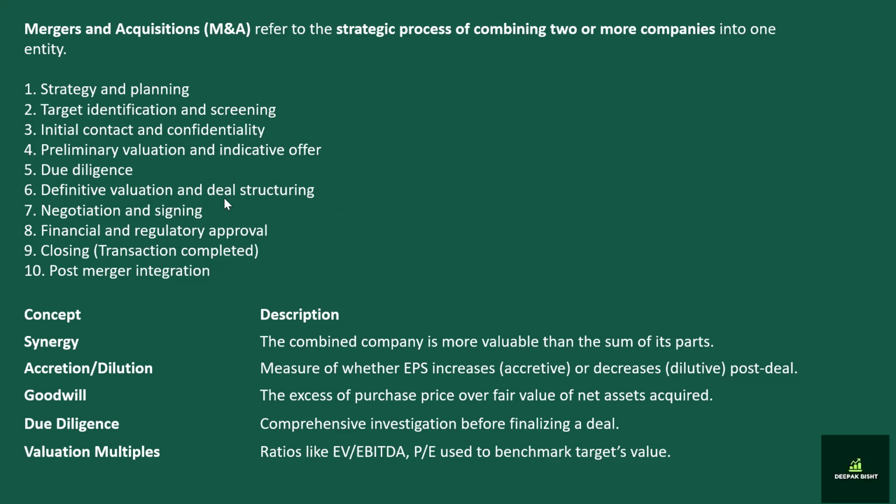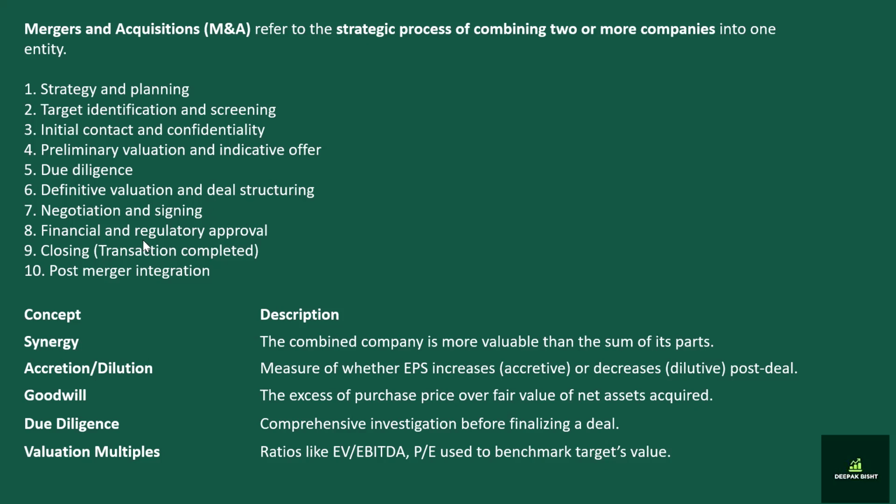So this is where they start thinking about the money. Afterwards, they start with the negotiation and signing. Negotiation covers the final price, representations and warranties, indemnities, and closing conditions. Here, in the negotiating and signing, legal terms draft the definitive agreement. Board approvals are obtained from both sides.